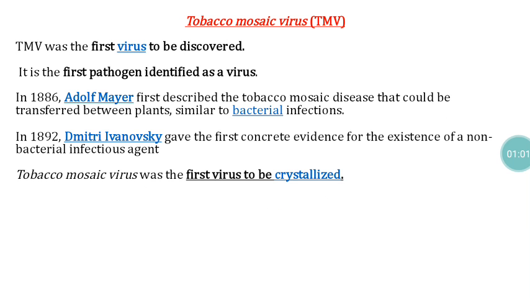Then tobacco mosaic virus was the first virus to be discovered, and the first pathogen identified as a virus. In 1886, Adolf Mayer first described the tobacco mosaic virus that could be transferred between plants, similar to bacterial infection. In 1892, Dmitry Ivanovsky gave the first concrete evidence for the existence of non-bacterial infectious agents. TMV is also the first virus to be crystallized.